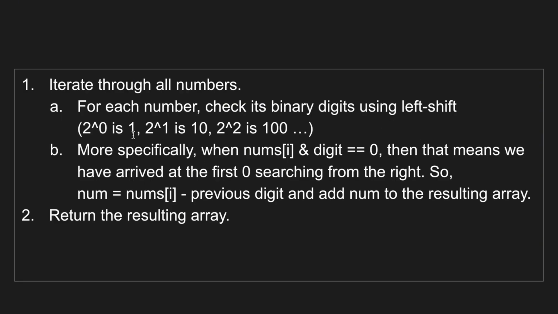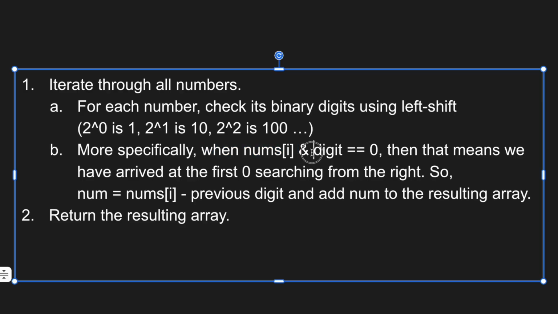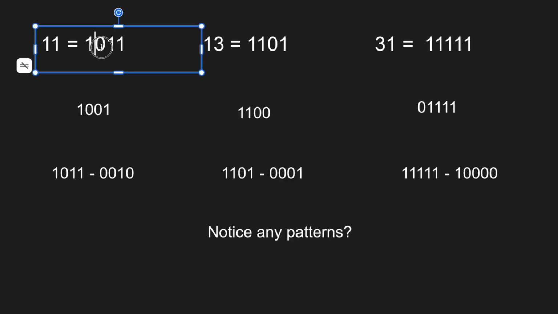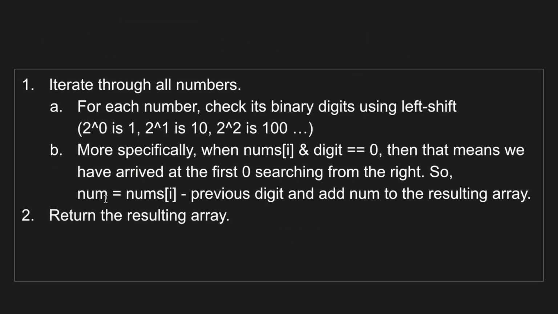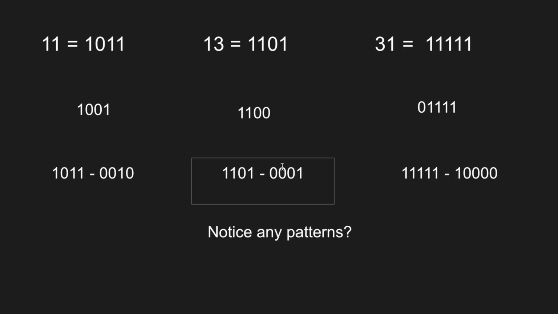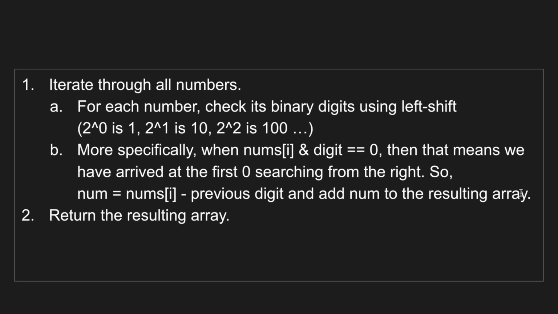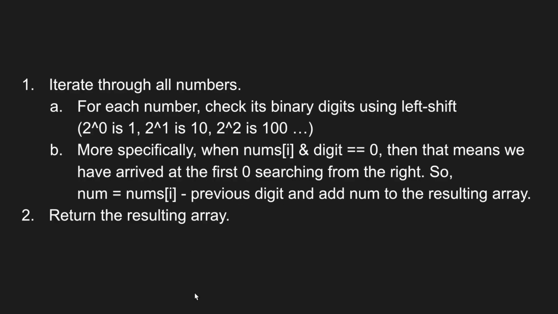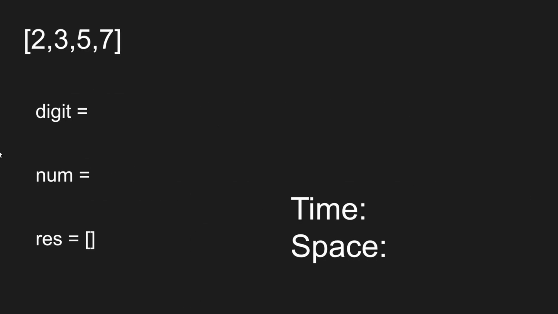More specifically, as we are checking the powers of 2, when nums[i] AND the digit that we are at is equal to 0, that means we are right at the first 0 starting from the right, which is what we were looking for earlier. Then we can set the number to nums[i] minus the previous digit, which is what we are doing right here, and then we add that number to the resulting array, and finally we can return the resulting array. So let's go through this example real quick.